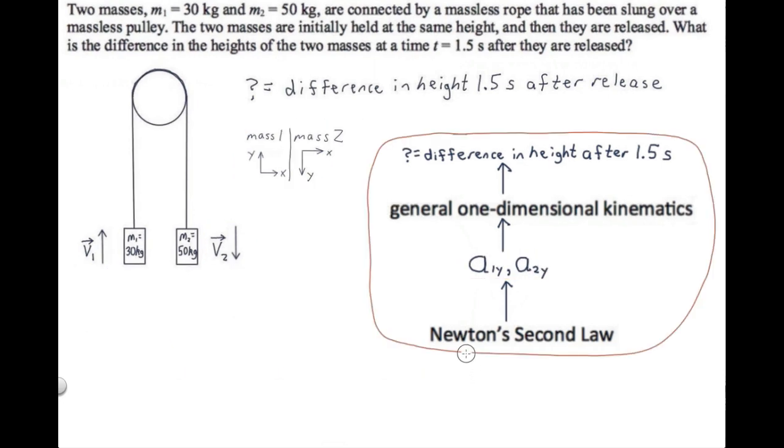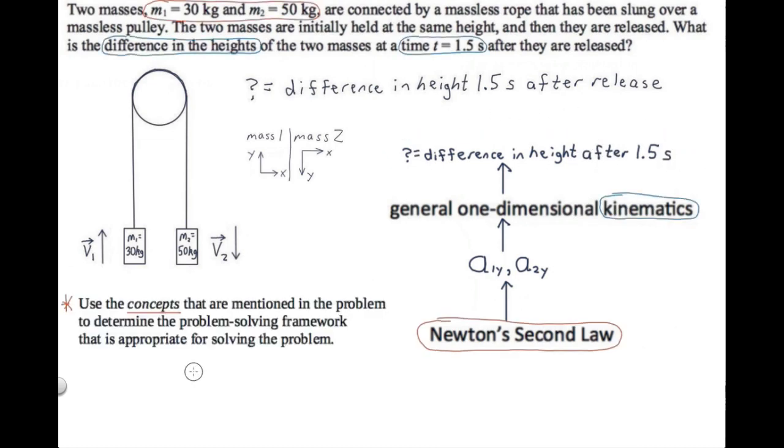So our plan is to begin with Newton's second law. We will use Newton's second law to find a sub 1 y and a sub 2 y. Then we can substitute our result for a1y or a2y into the kinematics framework. Then we can use kinematics to answer the question. Remember, we used the concepts that were mentioned in the problem to determine that we would require both Newton's second law and kinematics to solve this problem.